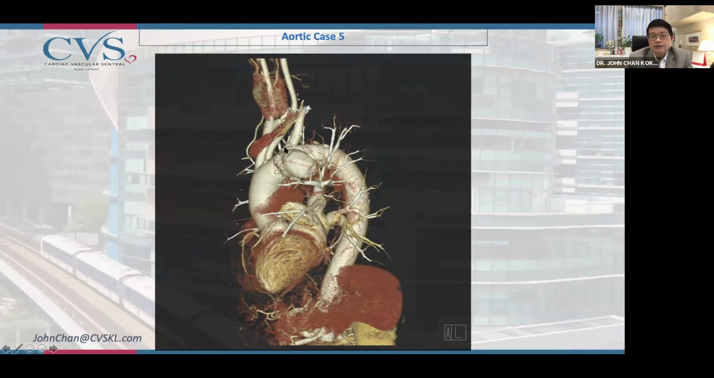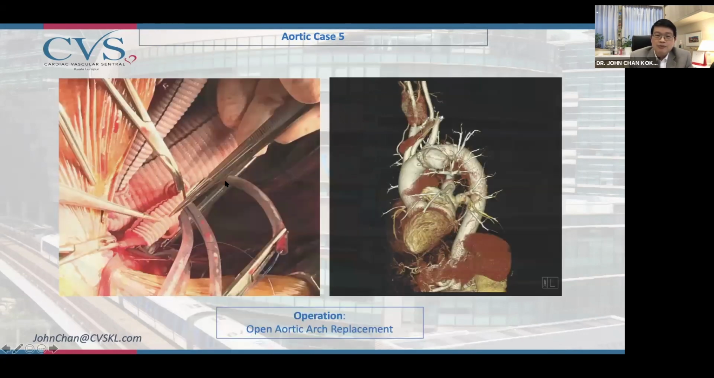The challenge is, of course, the blood supply to the brain arises at around the same place. So again, we will also have to use the special graft to replace this part of the aorta with grafts to connect to the blood vessels to the brain again. And this is the picture at surgery. The graft is sutured, in this case, to the innominate artery and the aortic arch.